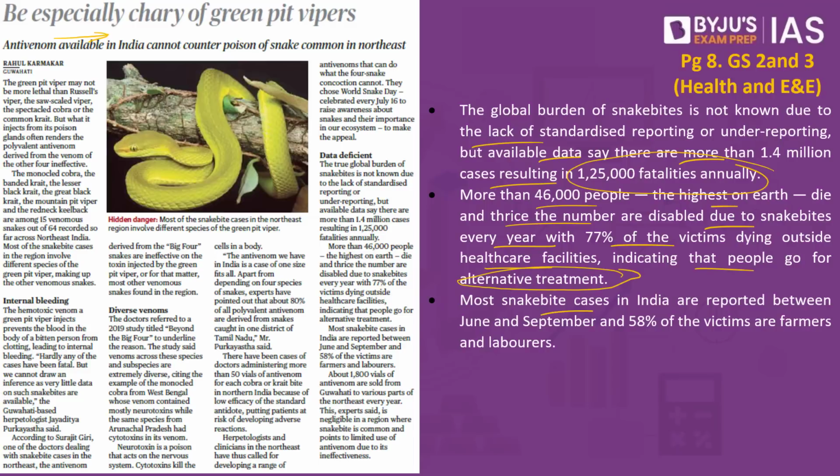And most snake bites in India are reported between June and September, and 58% of the victims are farmers and laborers. So this article goes on to say that whenever the venom is injected by the snake into a person, he will get disabled, and in some cases he may also pass away as well. So what we require is the anti venom. But what is the concern?